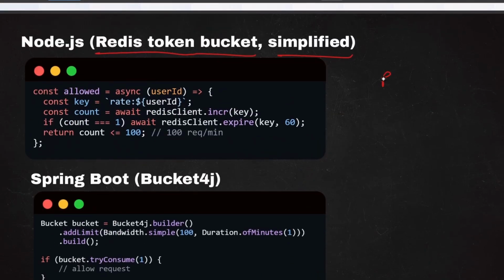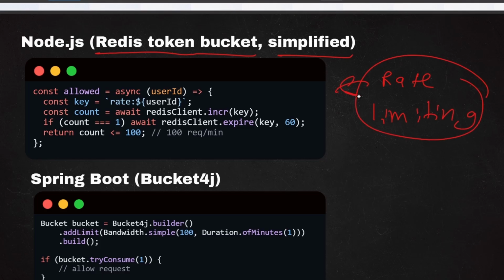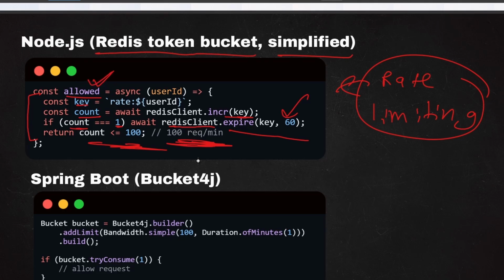So for rate limiting, you can see the code snippets in Node.js. First of all, we have the allowed function. We get the key from the user ID. We get the count, which we always increment with the help of that key. We check whether the count equals 1, and if so, we call Redis client dot expire with 60 seconds. And you return whether the count is less than or equal to 100, so 100 requests per minute. This is the rate limiting we are putting on this function called allowed: only 100 requests are allowed per minute.